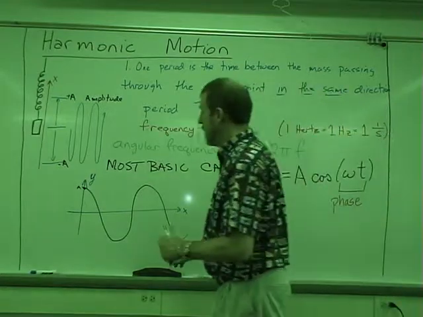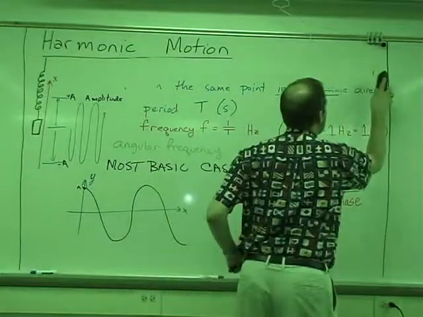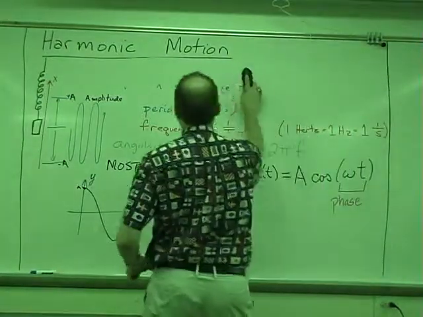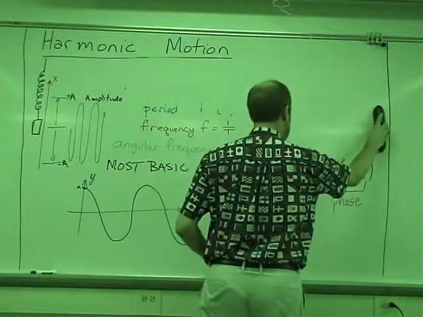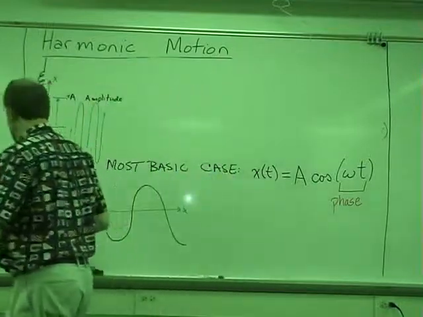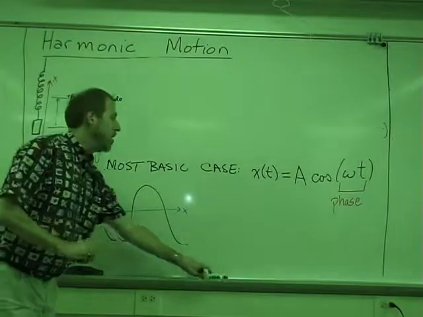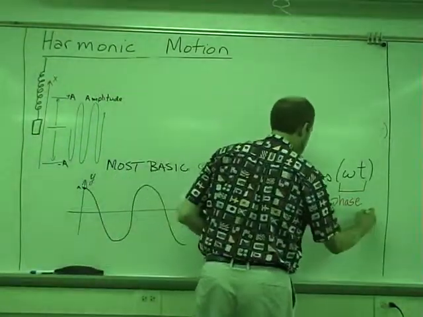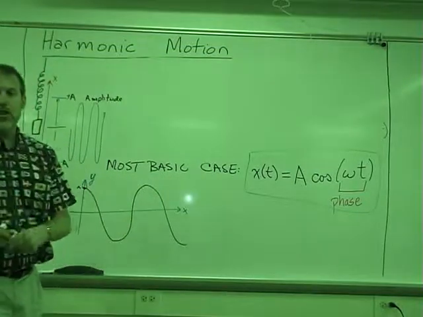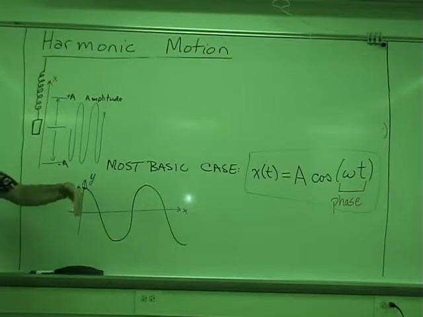Now, suppose, well, if I take some mass, move it to a position positive A, and let go, this equation tracks the motion perfectly. That's why we chose to start with cosine, because cosine of 0 is 1, so it starts when it's at full amplitude.